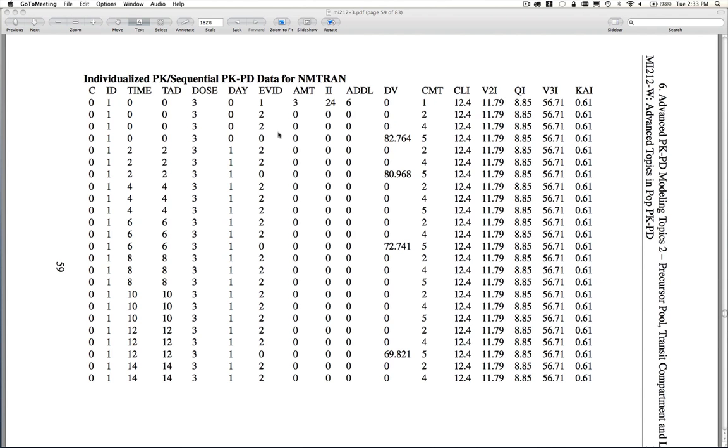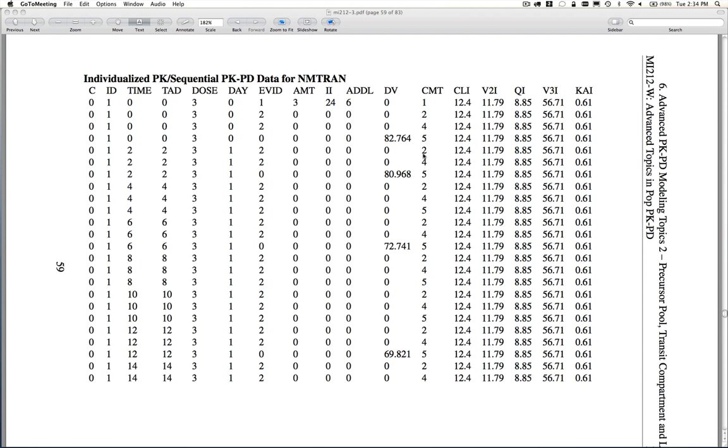You'll notice also at this time point we have a few other instances where we have event ID 2s. And so these event ID 2s indicate that there's no observation at those time points. But if you'll notice, they're actually in compartments 2 and 4. And arguably at time 0, that doesn't do a lot for you. But at the later times, what that allows us to do is actually make predictions within these other compartments.